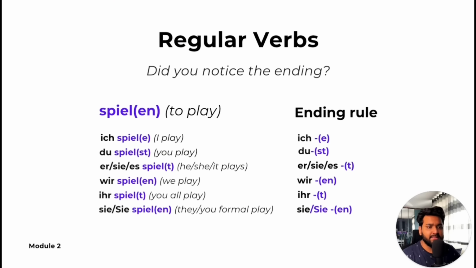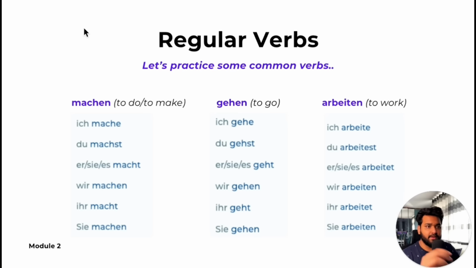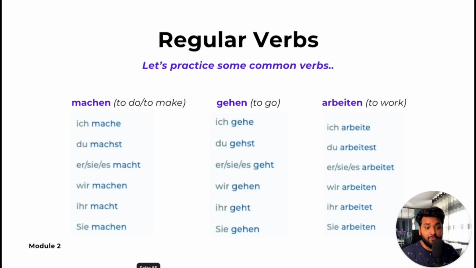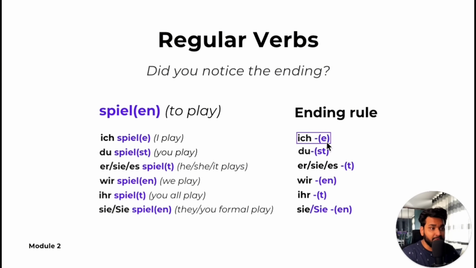Other than spielen, let's see some other examples. Let's practice some common verbs. Machen is the German word for to do or to make. Gehen is the German word for to go. Arbeiten is the German word for to work. For machen, it will be ich mache. Du machst. Es macht. Wir machen. Ihr macht. Sie machen. Remember, I told you the endings. Here, you can see the same rule follows for this one.